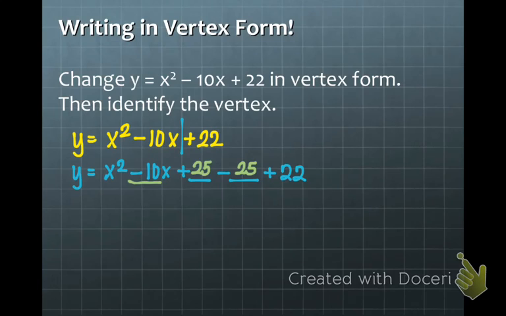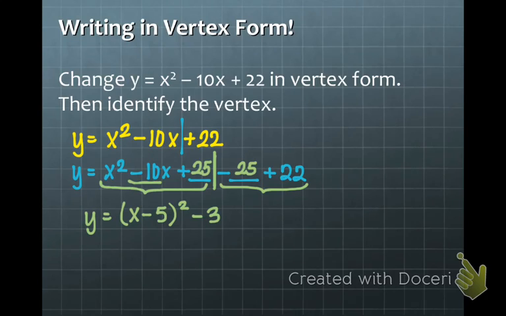After we add that 25, this is where we're now going to divide up our equation, because what we got here is our perfect square. That is what we can factor. I get x minus 5 squared. And then we can combine these like terms. Negative 25 plus 22 is negative 3. So now my new equation in vertex form is y equals x minus 5 squared minus 3. If you were to FOIL that out, the x minus 5 squared, and then subtract 3, you'd get back to that original equation in orange.